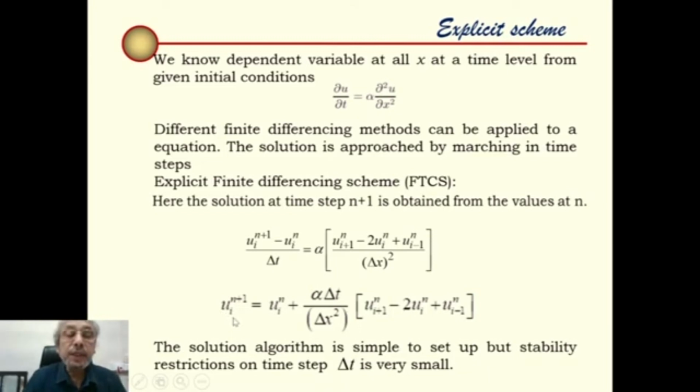So this way, if we sweep from I equal to 1 to I max, then we can calculate all the points at the n plus 1th level explicitly from the values at the nth level. So this is called the explicit algorithm, and it is very easy to formulate. The only thing is that delta t and delta x cannot be taken arbitrarily. They are related, and they have to obey the stability requirements. We will come to that aspect a little later.